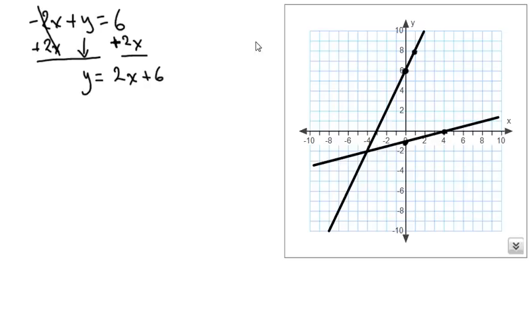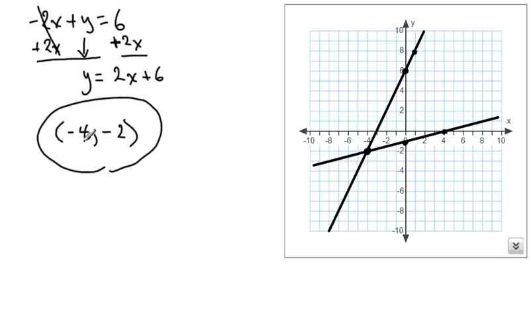Now we can see that the two lines intersect one time at this specific point, and it looks like the coordinates of that point would be -4, -2. So there's one solution here, and it is located at x equals -4, y equals -2.